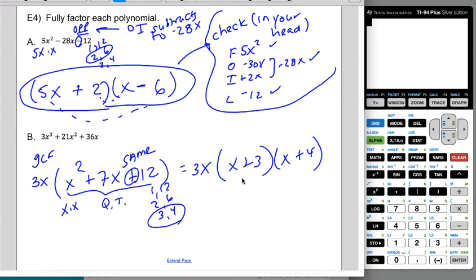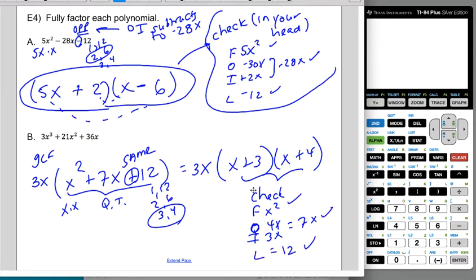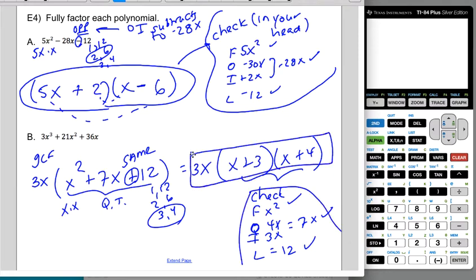And you can double check, right? You should always check this in your head. Right, your first would be an x squared, your outer and inner would be a 4x and a 3x, which is a 7x, congrats, and your last would be a 12. So again, you just want to do a quick double check. This can be in your head. I'm never going to care if you check, I care if you're wrong, right?